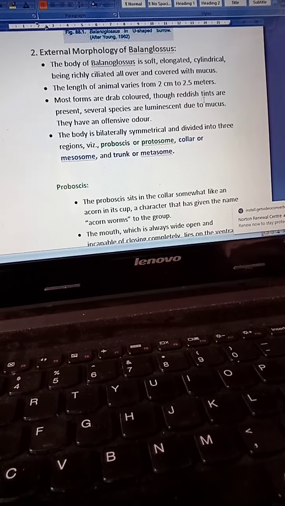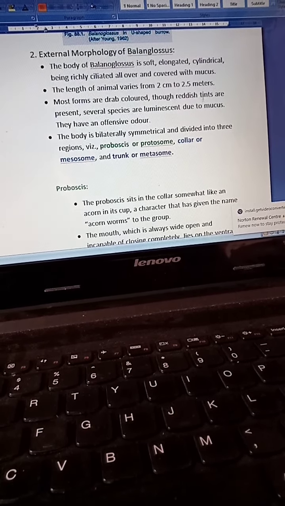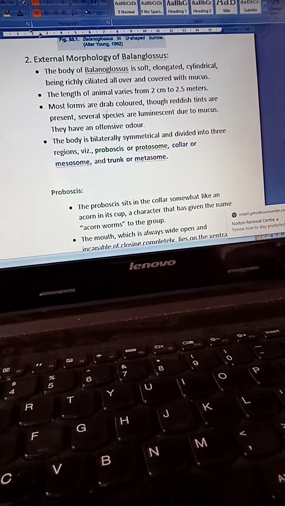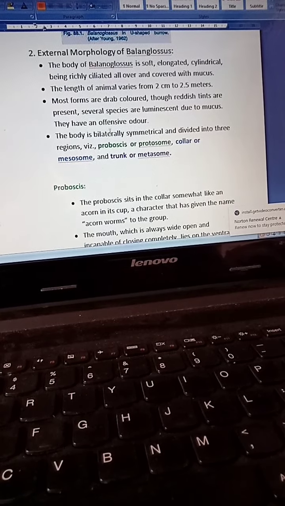What do these reddish tints mean? Tints means nothing but a color. So these reddish tints are present.